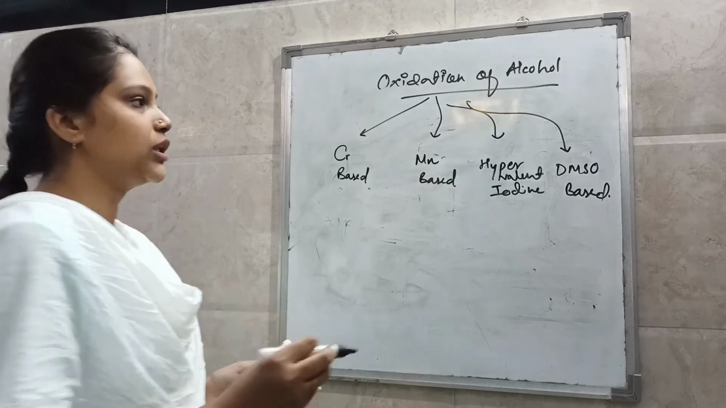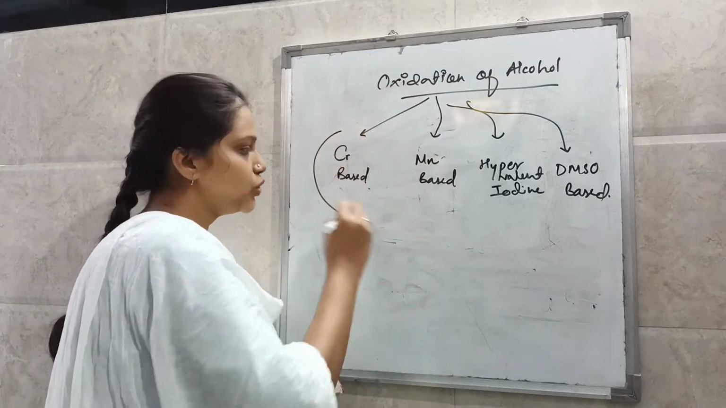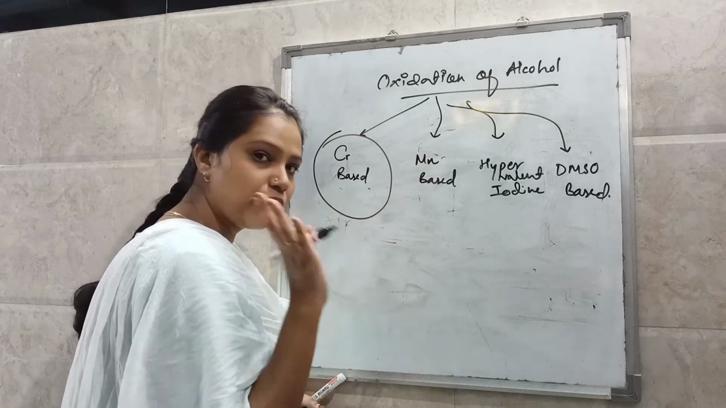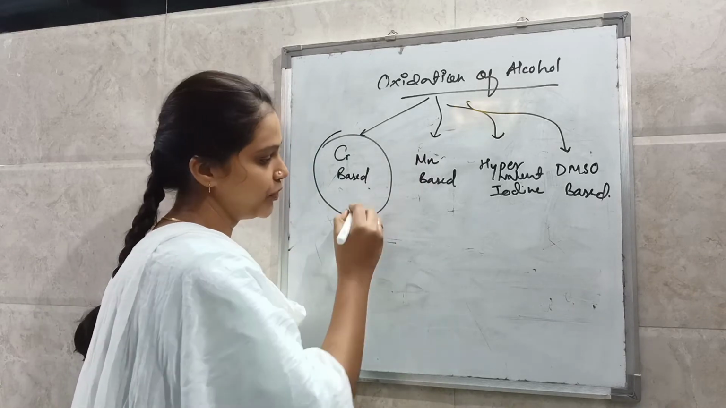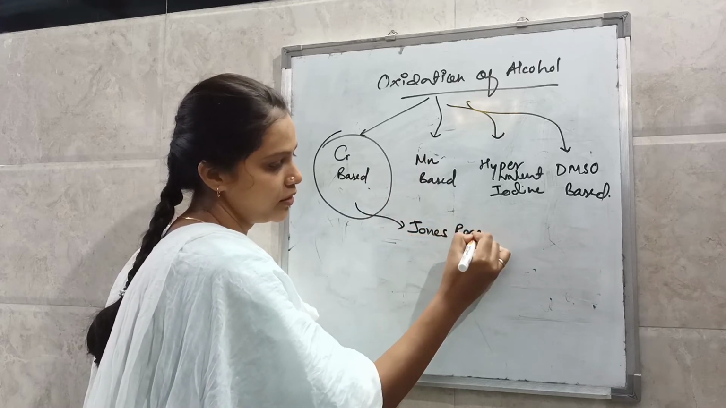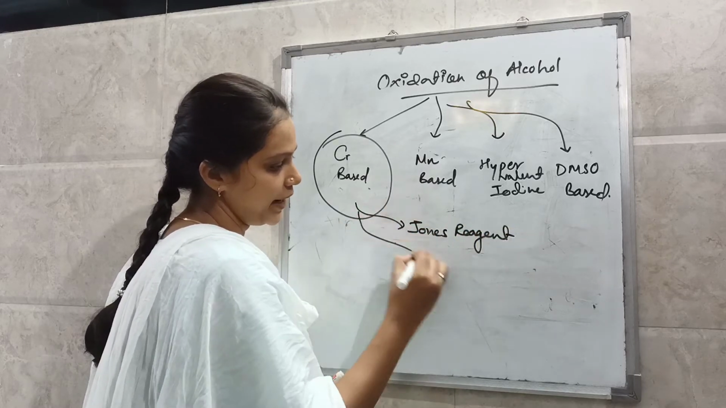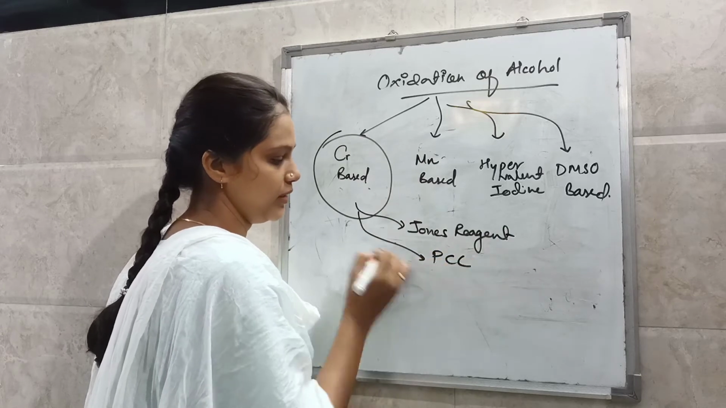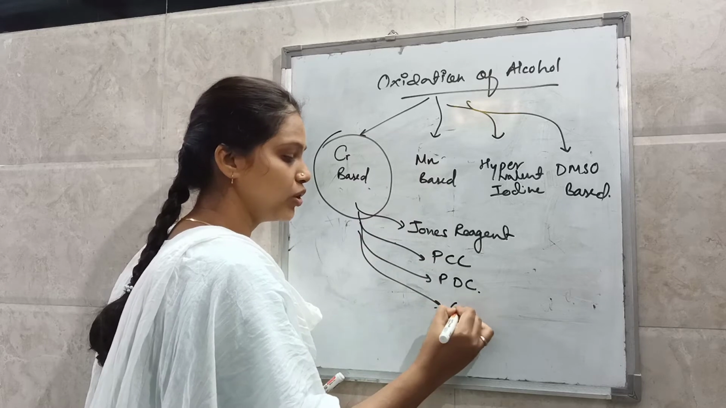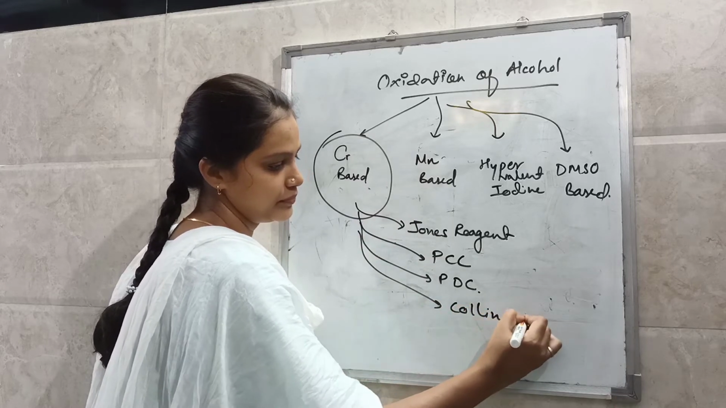So in today's lecture we will oxidize alcohol by using chromium based reagents. By using chromium based reagents, four important reagents are there. One is Jones reagent, second is PCC, third is PDC, and fourth is Collins reagent.